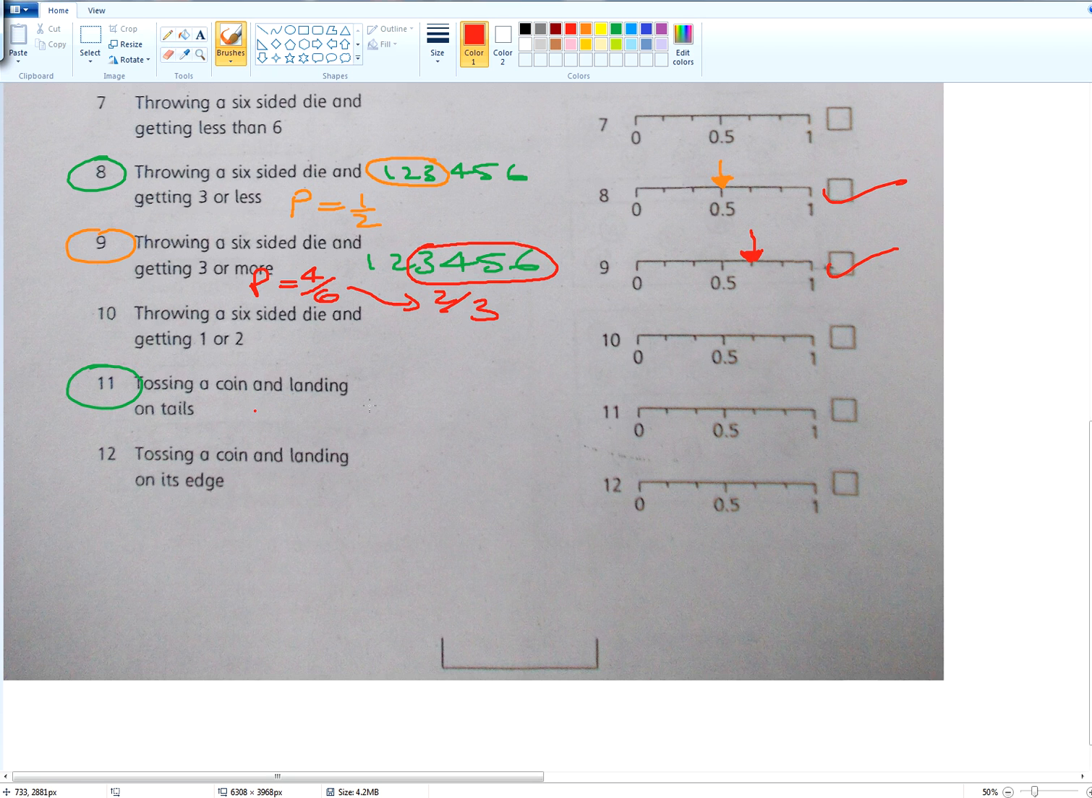If you toss a coin and land on tails, now when you toss a coin, how many outcomes do we have altogether? You either get a head or you get a tail. So the probability of landing on tails is what? Okay, so 1 is the out of. So the probability of a tail is going to be 1 chance out of 2 chances, which is bang on a half. And that's the end of this particular video.